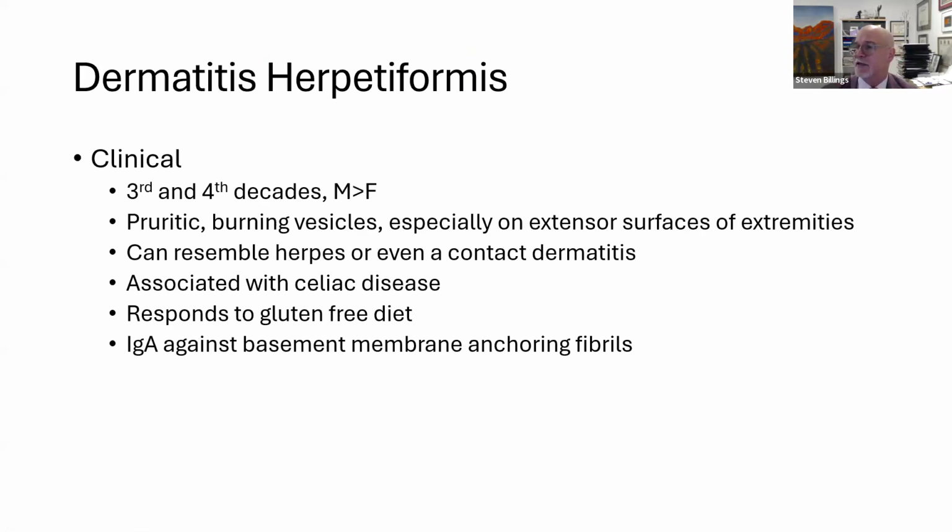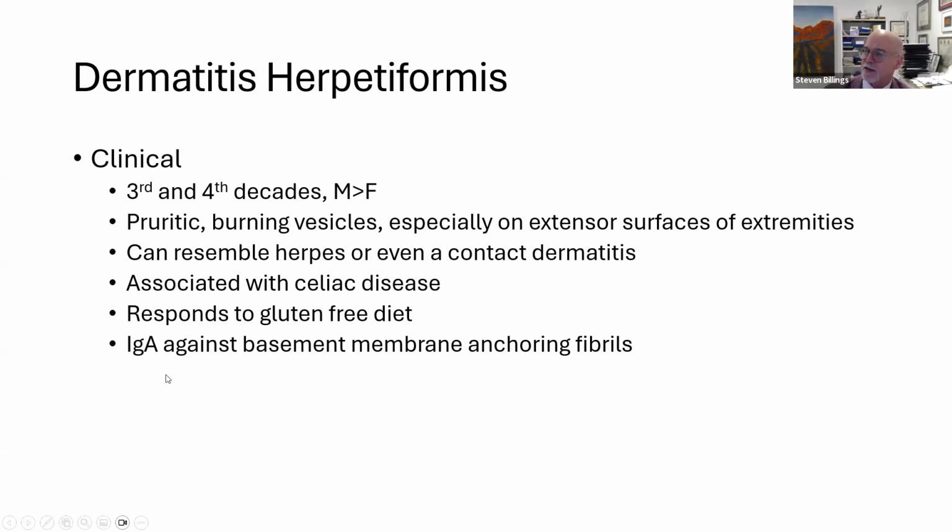Next, we're going to talk about dermatitis herpetiformis, which tends to occur in a younger population, men more frequently than women. You get pruritic burning vesicles, especially on the extensor surfaces, so the elbows are one of the most common locations. Clinically can resemble herpes, that's why it's called herpetiformis, or might even resemble a contact dermatitis. It is associated with underlying celiac disease, and in patients with celiac disease who have dermatitis herpetiformis, you can get them to respond to a gluten-free diet.